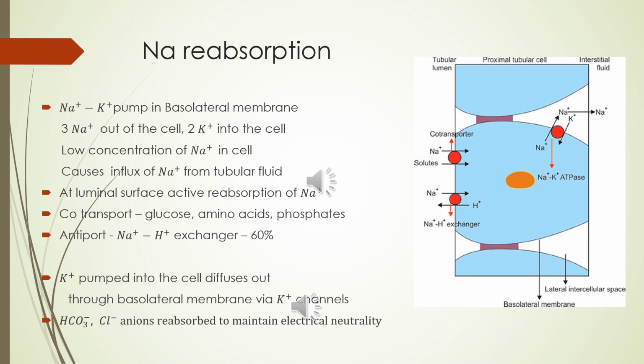Here, for each sodium ion reabsorbed, a hydrogen ion is exchanged or secreted into the tubular fluid, and this antiport mechanism forms a major method of sodium reabsorption. About 60% of sodium reabsorption occurs through this sodium hydrogen exchanger antiport. And sodium reabsorption is accompanied by the reabsorption of anions like bicarbonate ion, chloride ion, etc. to maintain the electroneutrality.